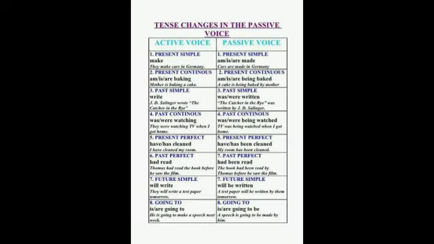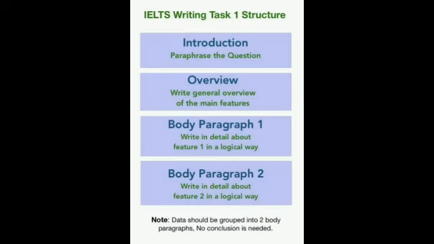Tip number 7. In academic writing task 1, you have to select and compare relevant information from data presented in a graph, table, or diagram. In your introduction, do not copy the text from the question. Use your own words. You shouldn't try to interpret or give reasons for the data. Keep your response factual.